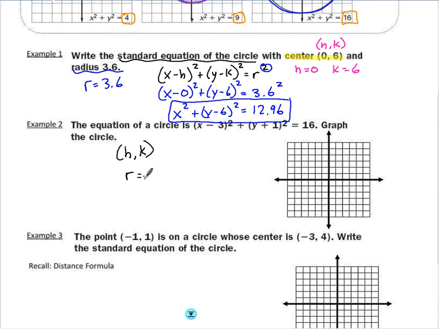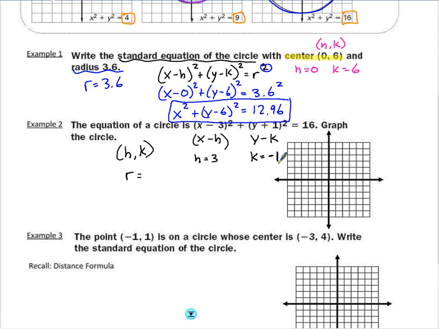So when I look at this equation, x minus h, what is being subtracted from x? Well, that'd be 3. So the h value is 3. Here, y minus k, and if I have a y plus 1, really what I'm doing is taking away a negative 1, or adding 1. So again, the k value is going to be the opposite sign, so this is going to be a negative 1 for k, because minus a negative is really plus.